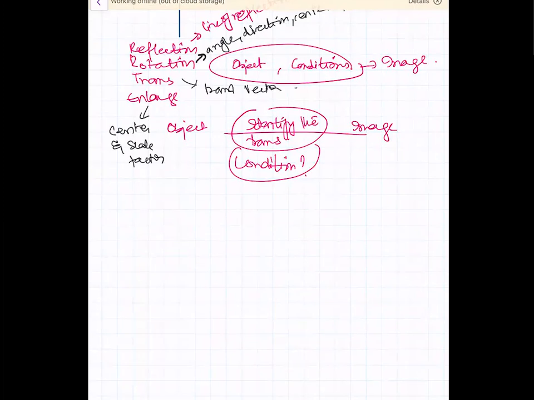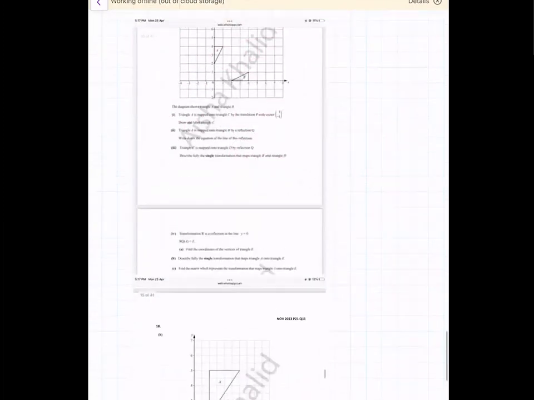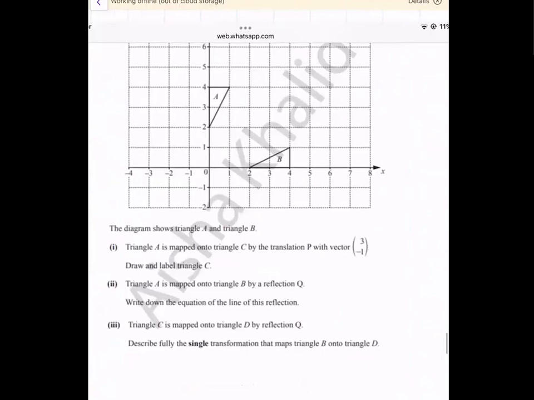Let's take a few example questions now. The diagram shows A and B. Draw and label triangle C. Translation with vector 3 and -1. So 3 -1, 3 -1, 3 -1. So this is going to be your C.